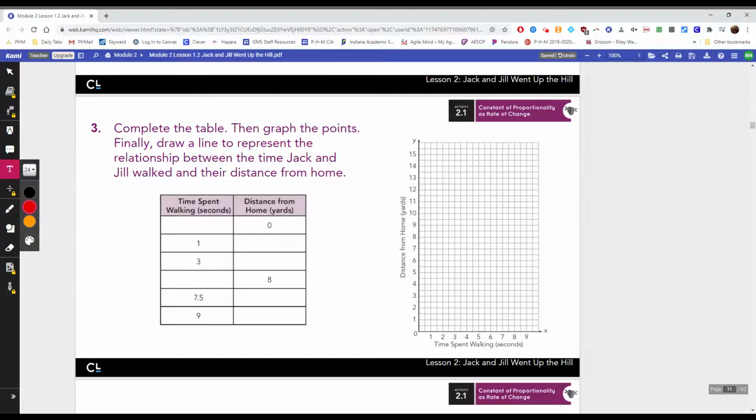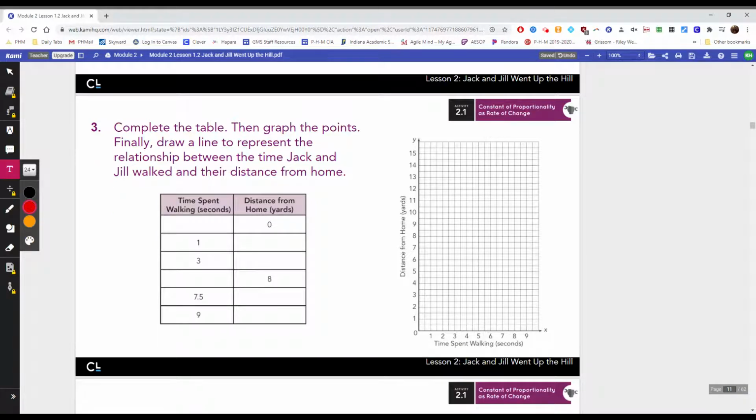Now we're going to work on completing this table, and I'm gonna do maybe one for you here, and then I'm gonna let you pause the video and work out the rest of the table. So it says complete the table, then graph the points, finally draw a line to represent the relationship between the time Jack and Jill walked and their distance from home. Let's start with the table. All right, let's not get ahead of ourselves. Let's complete the table. So time spent, distance.